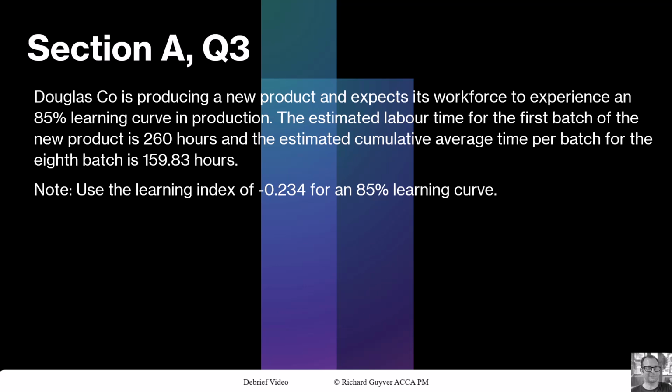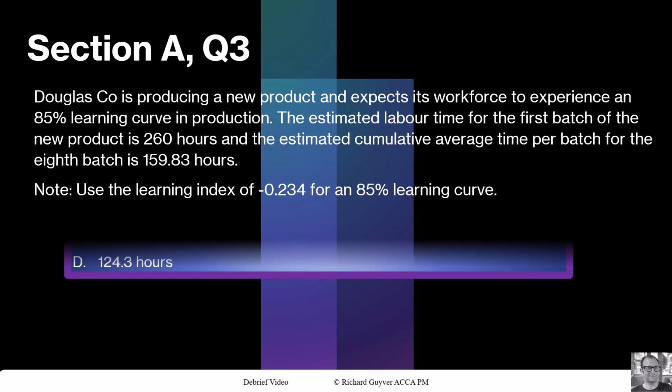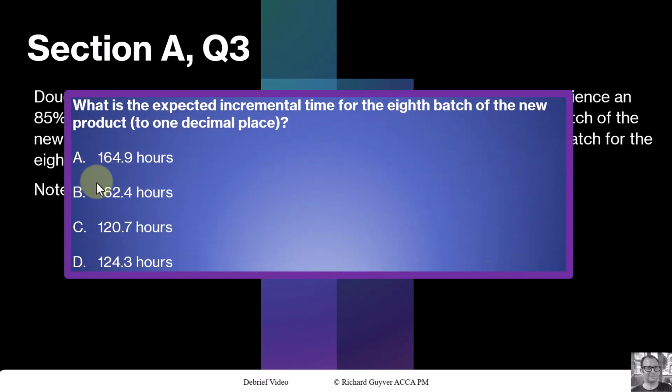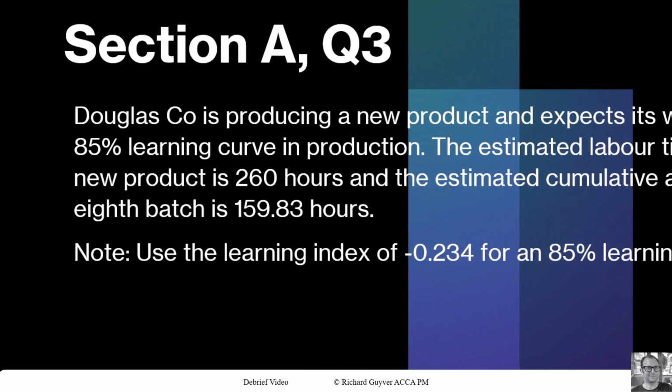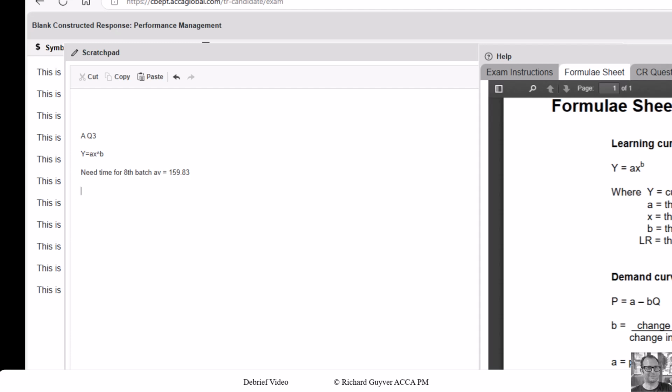And so if you were struggling with the calculations, what you can do in the exam is eliminate A and B here, because it cannot take longer to do the 8th batch than it takes on average to do the first 8 batches. You can reduce your options down to 2. Ideally, you do the calculation, but there's a good exam technique where you can increase your chances of getting the answer correct. We need to calculate the cumulative average time for the first 7 batches. So we're using y equals ax to the power of b. A is the time taken for the first unit of output, which is 260 hours.